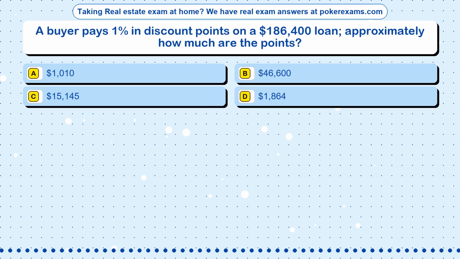Question 88. A buyer pays 1% in discount points on a $186,400 loan. Approximately how much are the points? Option A, $1,010. Option B, $46,600. Option C, $15,145. Option D, $1,864.